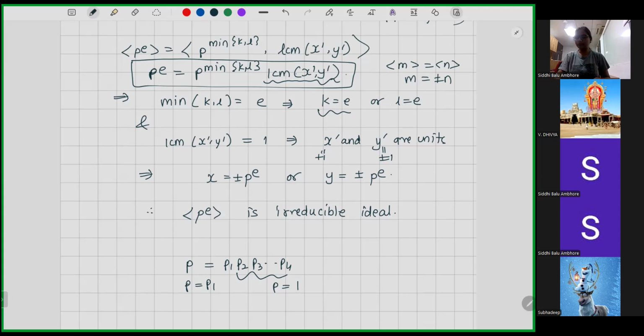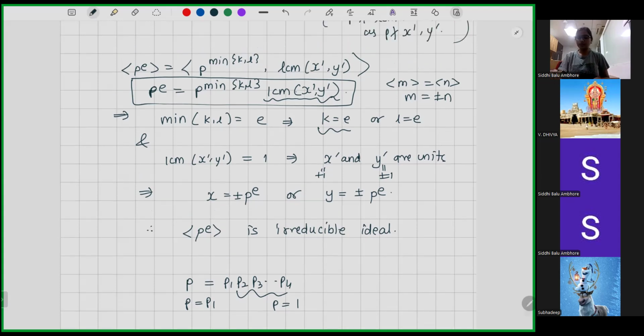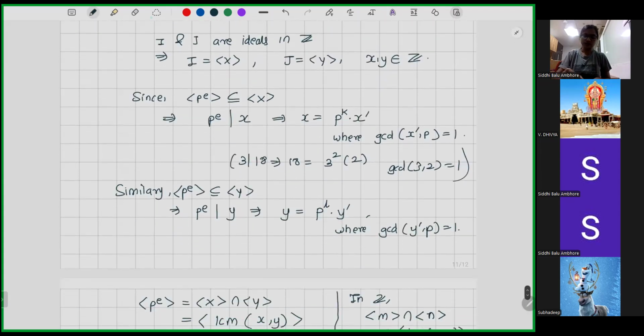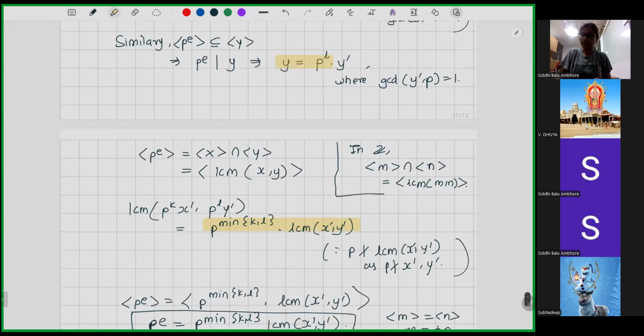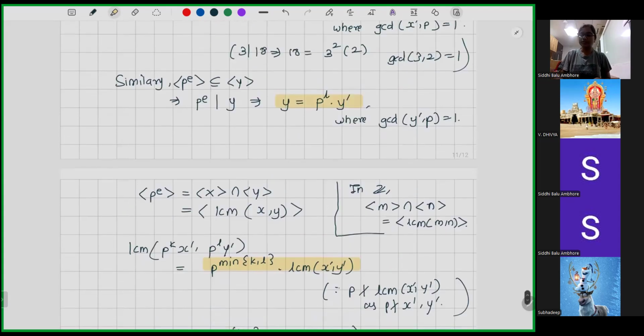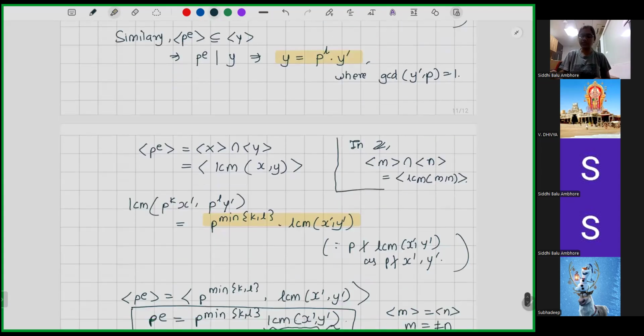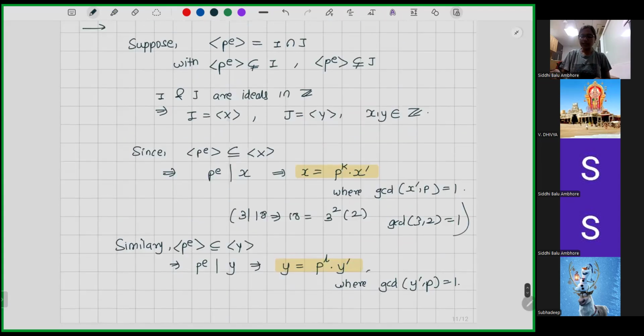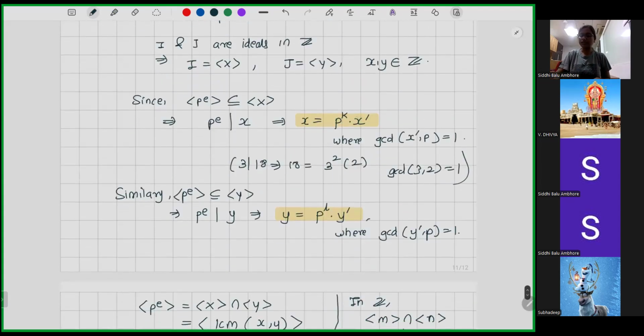The moment I have k equal to e and this LCM 1, because that's the expression of x here, right? x is p power k into x dash and y is p power l into y dash. So x dash and y dash are units because the LCM of x dash and y dash is 1. So x dash, y dash is a unit. Then this ideal x becomes p power e into x dash, or y becomes p power e into y dash.